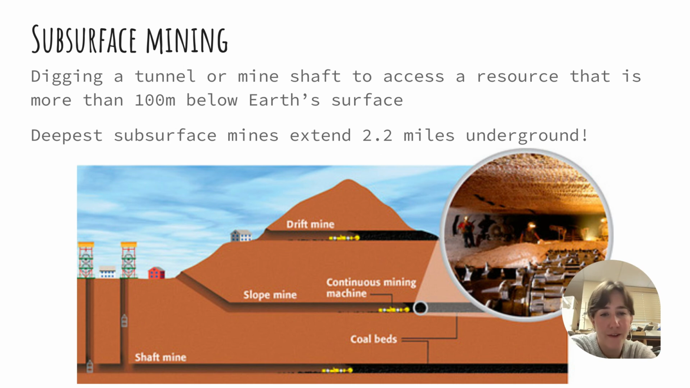So all of those were surface mining techniques. Sometimes the ore is too far below the surface to make that practical. You would have to remove a huge amount of material from the surface. And so instead, you can make a subsurface mine where they drill down to where that ore is and then mine it under the surface. Generally, this is done if the ore is more than 100 meters below Earth's surface, but the deepest ones on Earth can go up to 2.2 miles, which is wild.